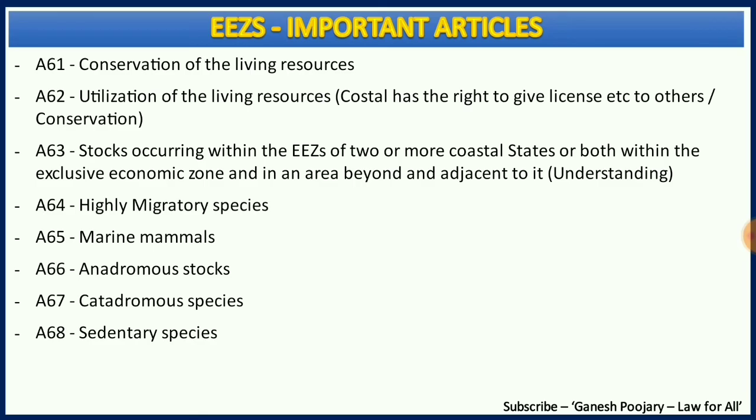Article 64 discusses highly migratory species. This needs to be taken care of wherever they are migrating. And then Article 65 discusses marine mammals. They also need to be taken care of. Article 66 discusses anadromous stocks, Article 67 discusses catadromous species, and Article 68 discusses sedentary species.